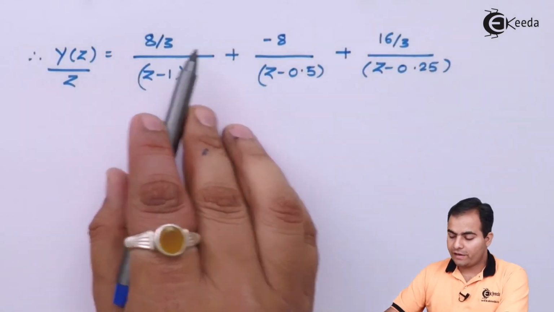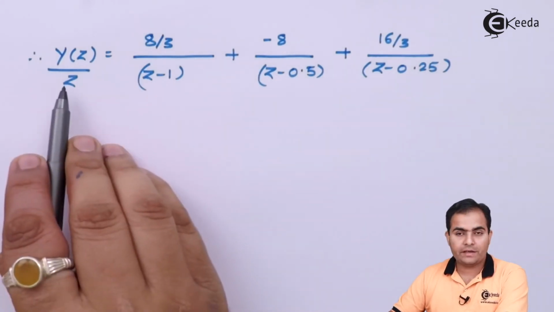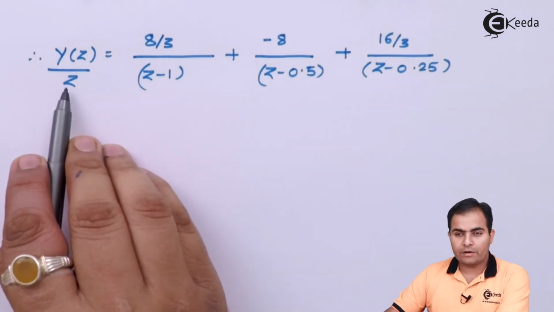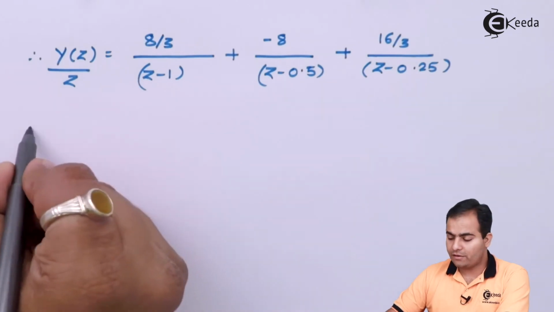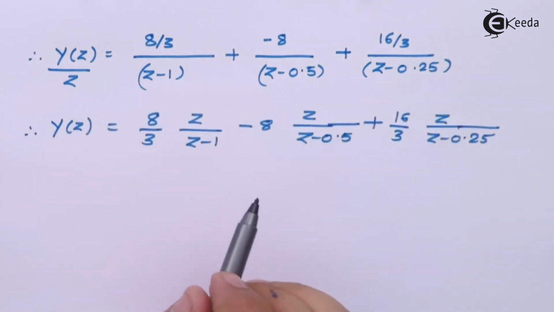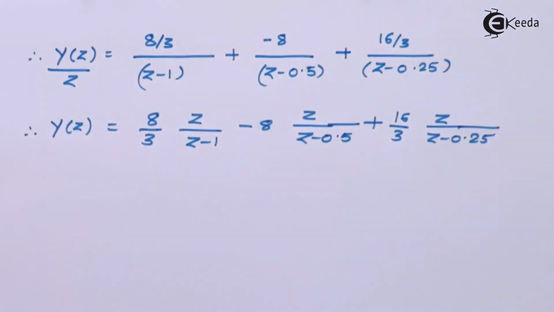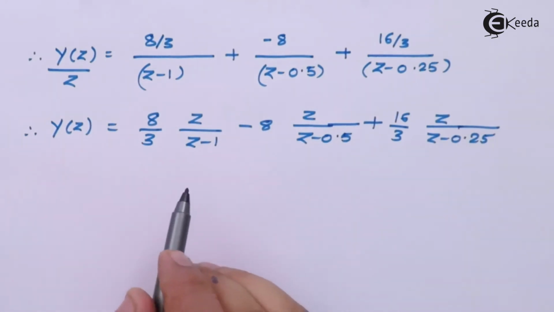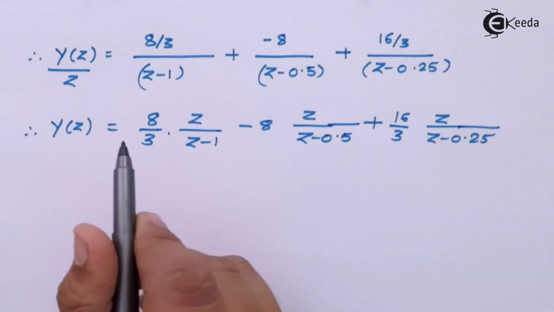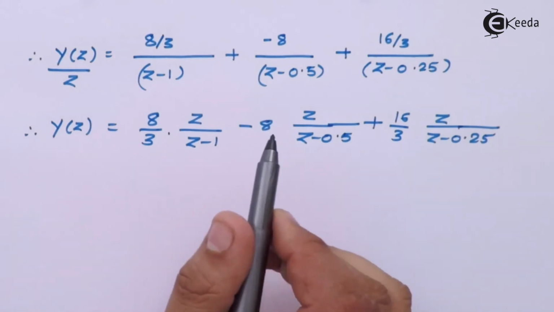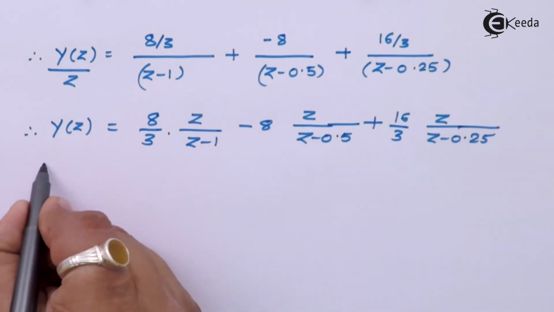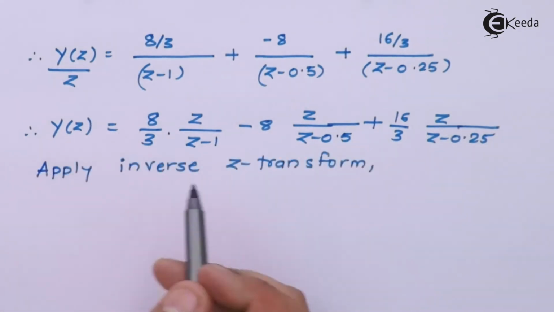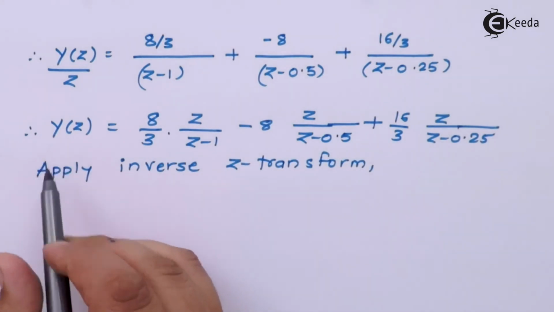Now look at here, I have substituted the values of a, b, c in my equation number 5. Just multiply this z on the right hand side. So this is what we will get. Now just simply apply inverse Z transform on both the sides to get the step response. So now by applying inverse Z transform on both the sides, what we will get?